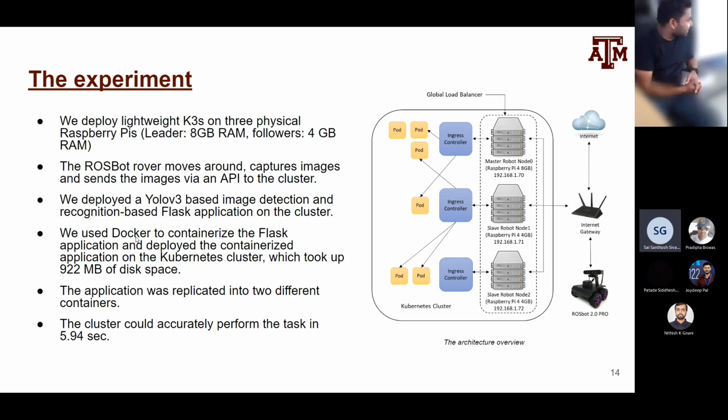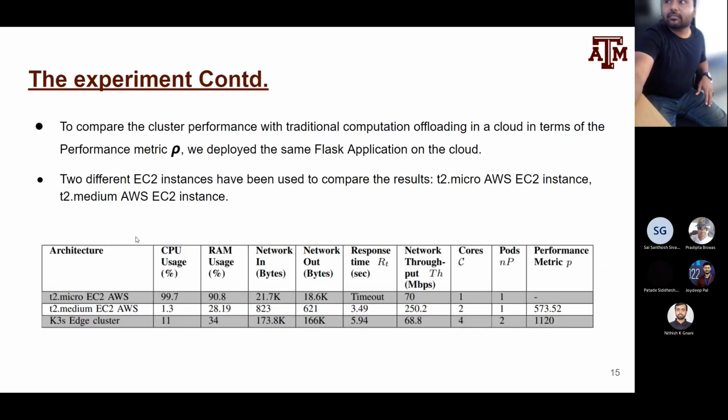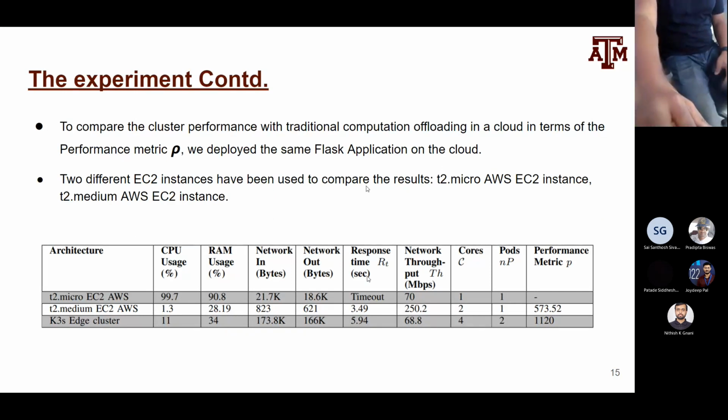Any other questions, any doubts? Hi, Santosh here. When we transfer information, there must be some information lost, like packets or something. Did you incorporate that in your performance metric? Yes. You mean like the network in bytes and the network out bytes.